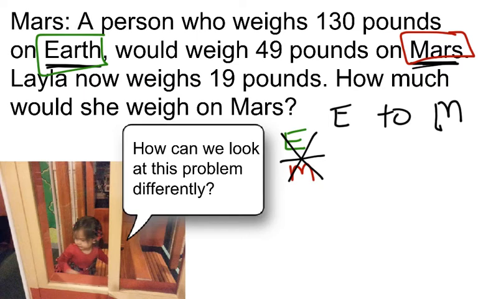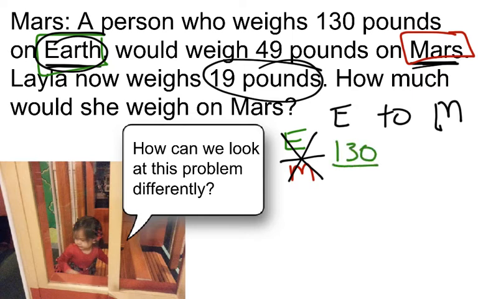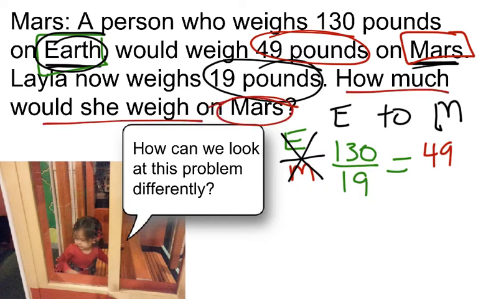Well, we have Earth weights. So let's first look at our Earth weights. We have pounds on Earth and pounds on Earth. So we have 130 to 19 equals Martian weight. Our first Martian weight is 49. And our question is how much would she weigh on Mars? So that, of course, is X or M in this case I'm going to use. And now we have our proportions. Our first proportion is 130 to 19, and our second proportion is 49 to M.